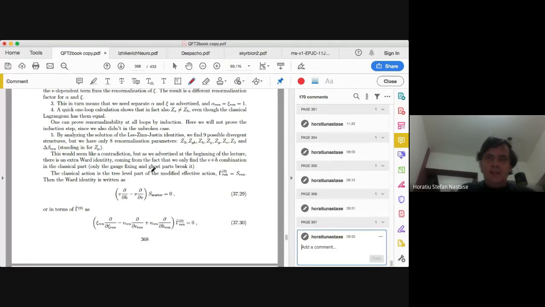So the Ward identity is as follows. So at tree level, the gamma hat renormalized is the action, the renormalized action.